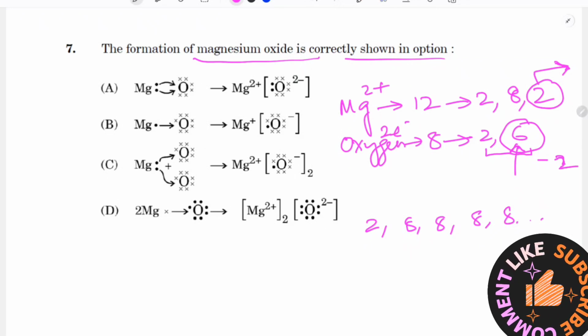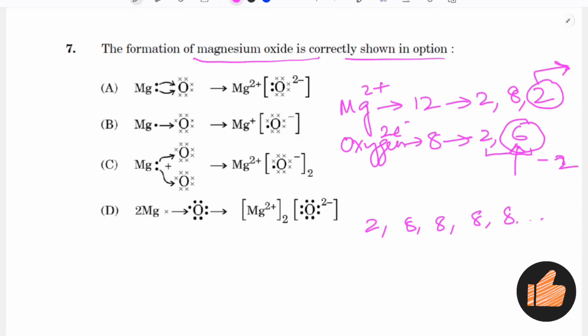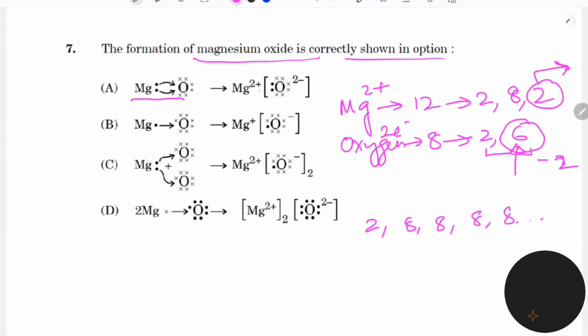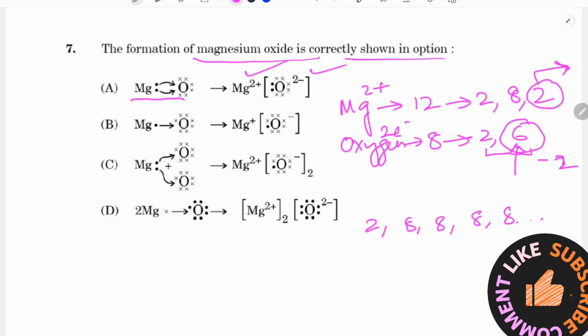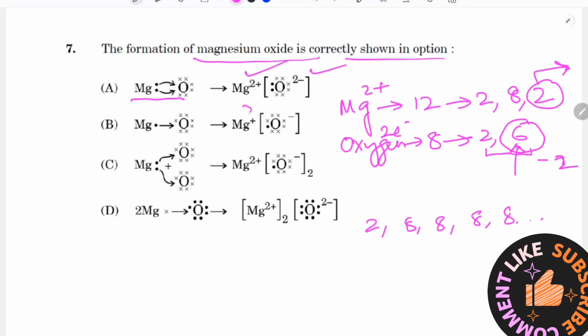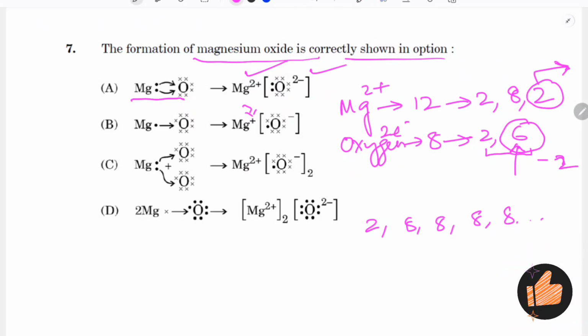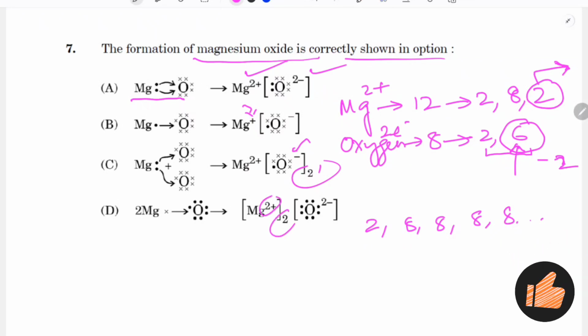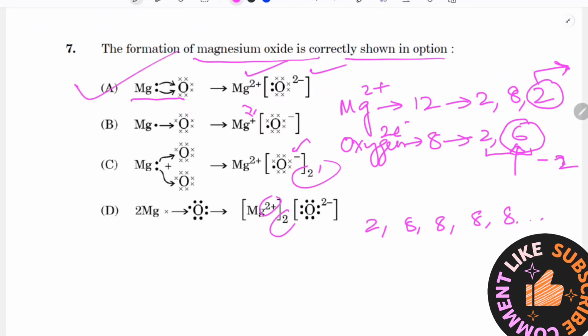So which one is the correct one here? You have to find the correct option: magnesium giving 2 electrons, 2 plus, 2 minus. Here you are having 8 now. Everything is correct in the first option itself. Here you have magnesium losing 1 electron, this is wrong. Here, no, this is also not correct. In the last case also, this is not correct. So the correct option here is A.